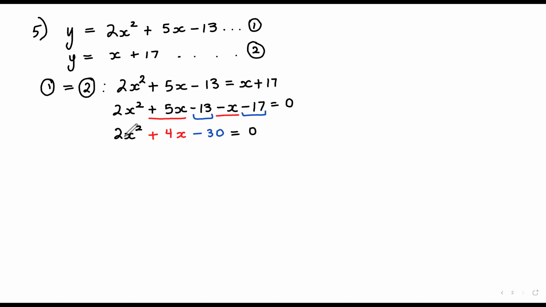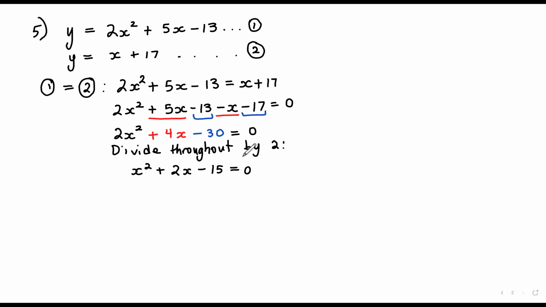Now, girls, whenever you have an equation where you have a common factor among all the terms, you could divide throughout by that common factor to work with smaller numbers. So what I'll do here is divide throughout by 2 because they're all even numbers. 2x squared divided by 2 will give me x squared, 4x divided by 2 will give me 2x, and 30 divided by 2 will give me 15. So this is equal to 0, since 0 divided by 2 is 0.